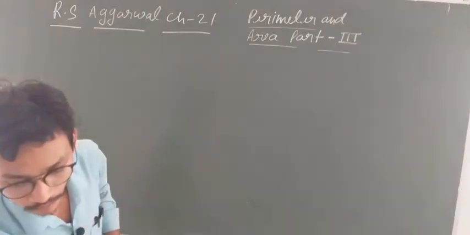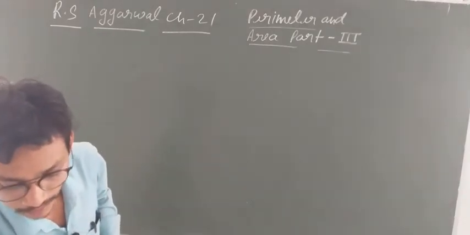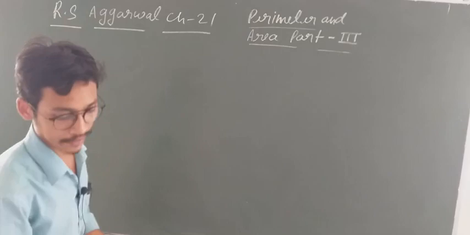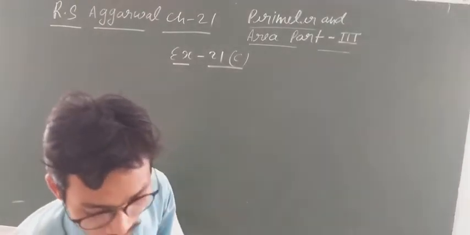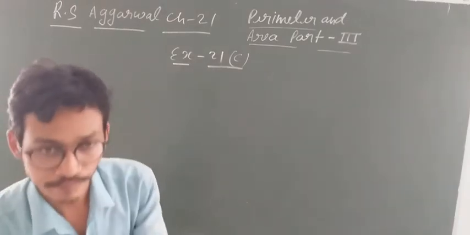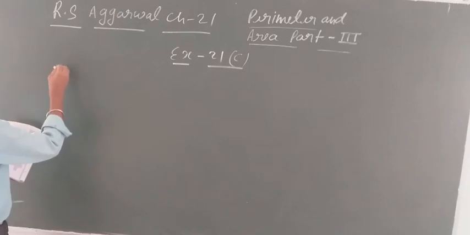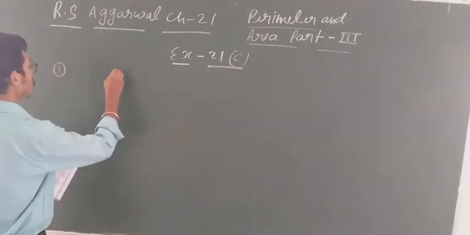So, in the previous video we discussed many things related to perimeter and area, and in this video we will discuss exercise 21C. Clear, student? So now in this video we will discuss the questions based on some diagrams. Clear, student? For example, question one is given. This is your question one.